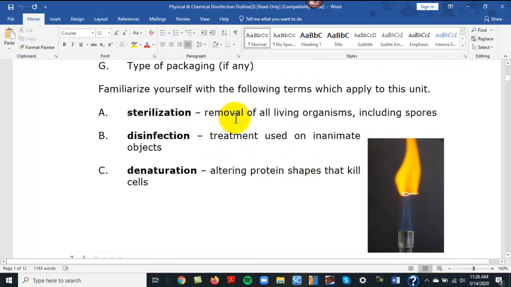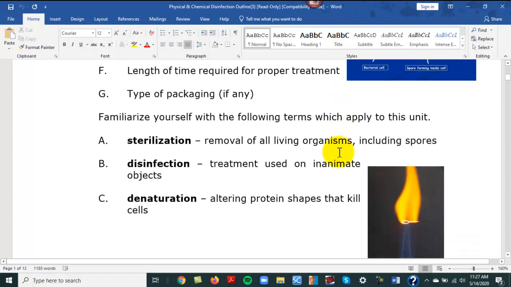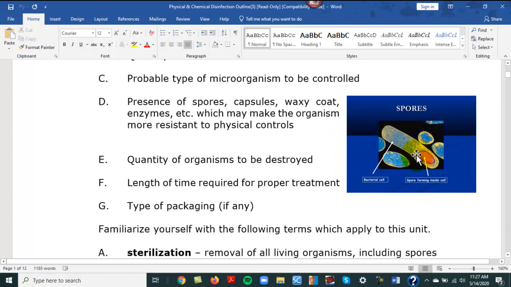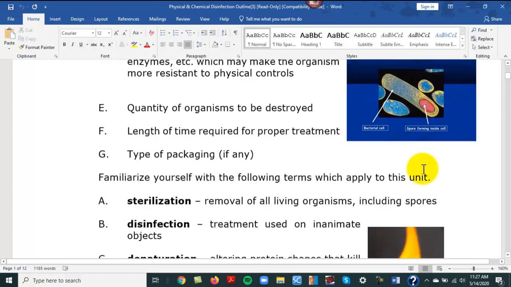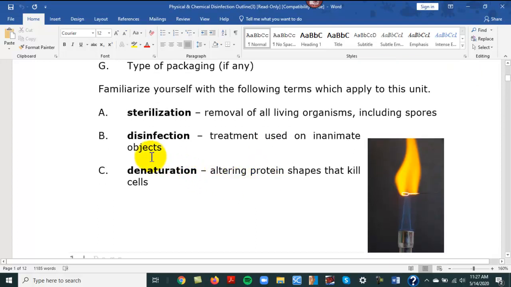So these terms: sterilization, removal of all living organisms, including spore formers, which are actually called endospores. Endo means within. But eventually the cell will fall off and the spore will just be there. Disinfection is a treatment used on inanimate objects, tables, chairs, things that are not living. Antisepsis, or antiseptics, are used on living tissue. And denaturation is a process where proteins are altered and it kills cells, and that's what heat does. How does heat kill microbes? It heats up the cell, it denatures the proteins, it changes their shape, and the cell can't survive.